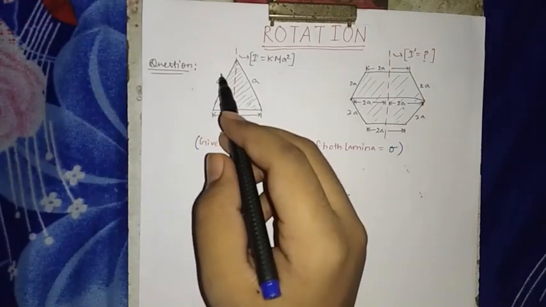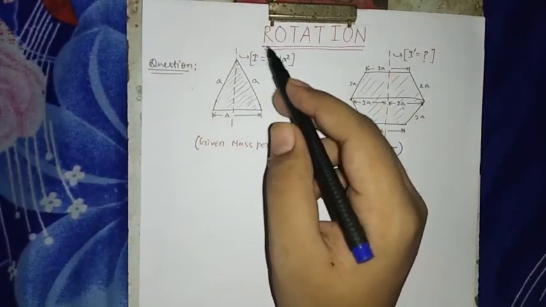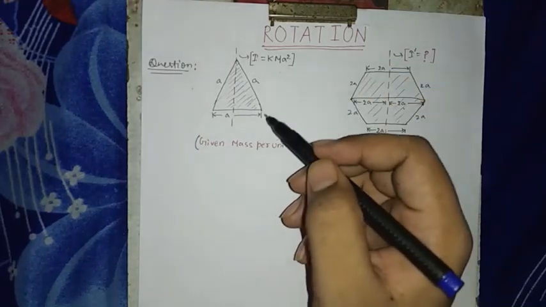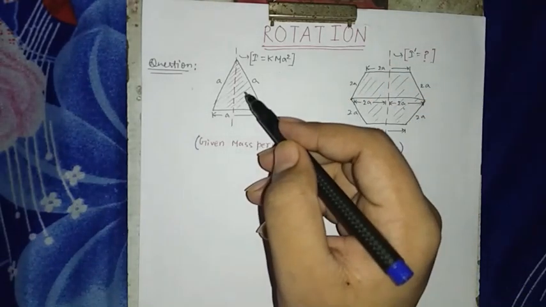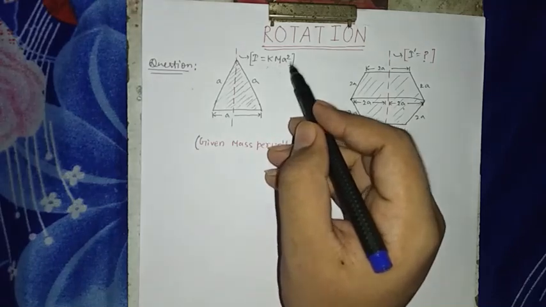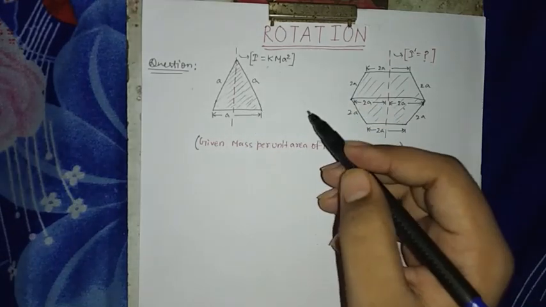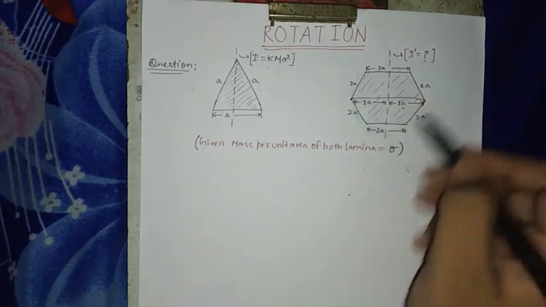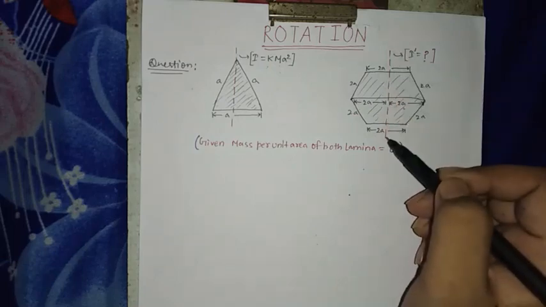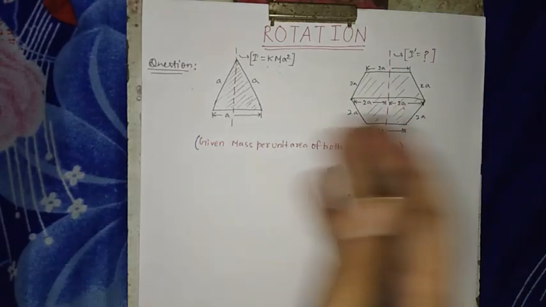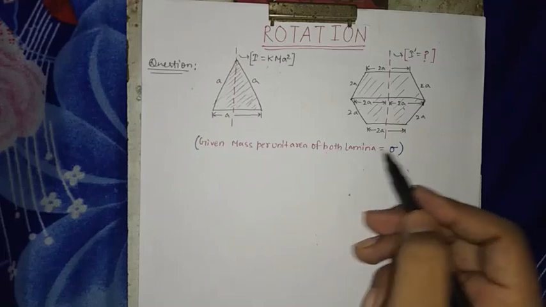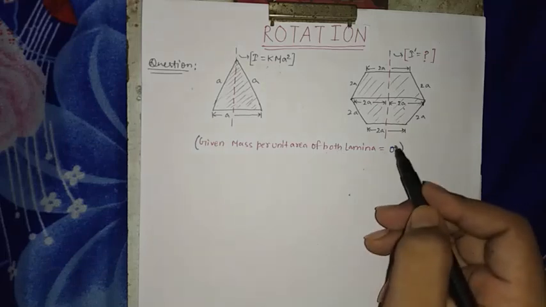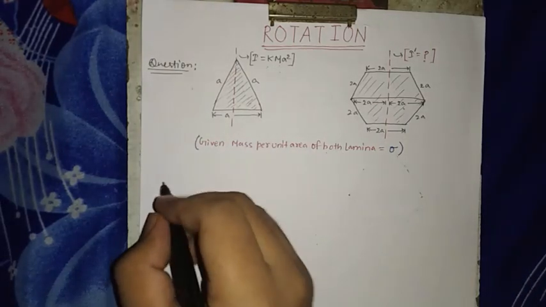So this is our question. A triangular lamina of mass m and side A has moment of inertia I equal to kma square about this axis. So we have to find the moment of inertia of this lamina about this axis, given that the lamina has mass per unit area equal to sigma. So let's start the solution.